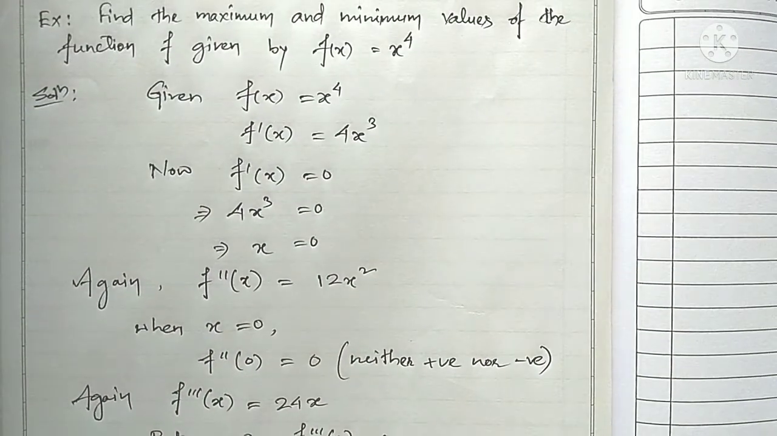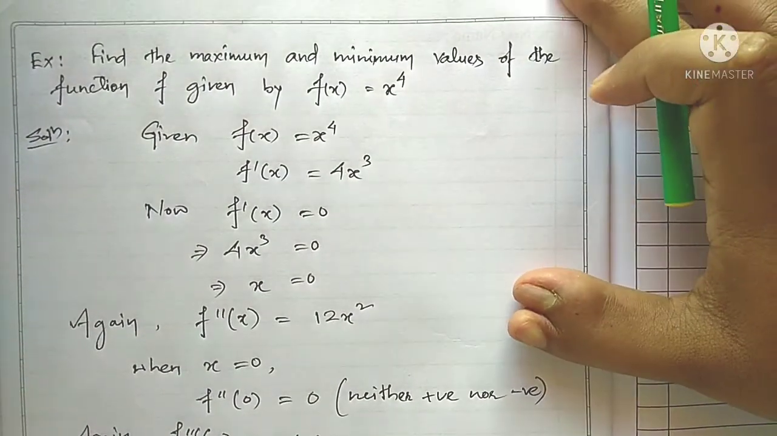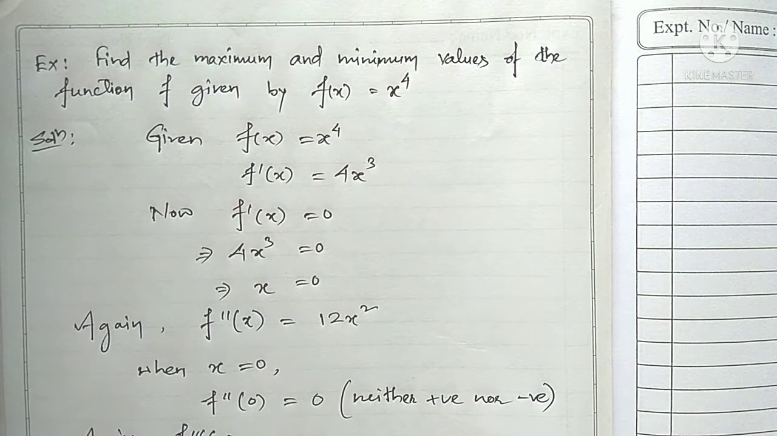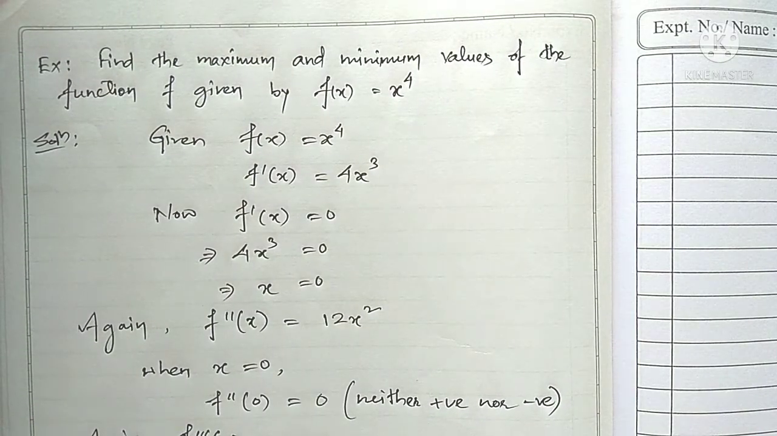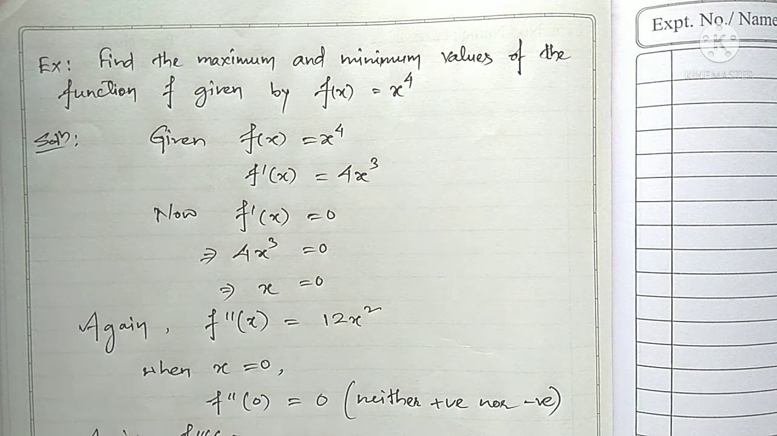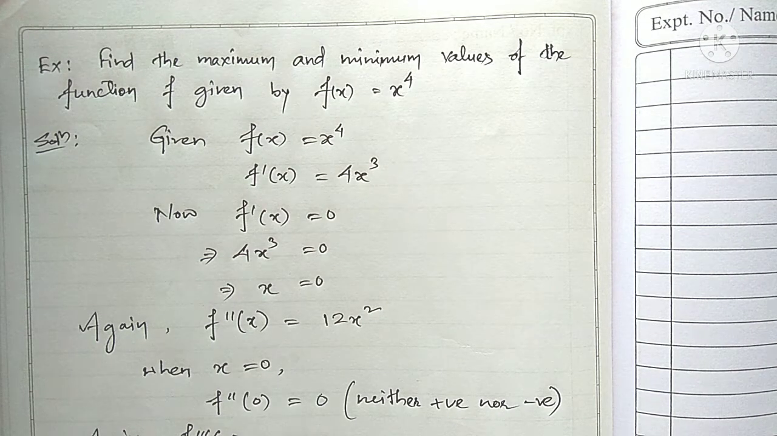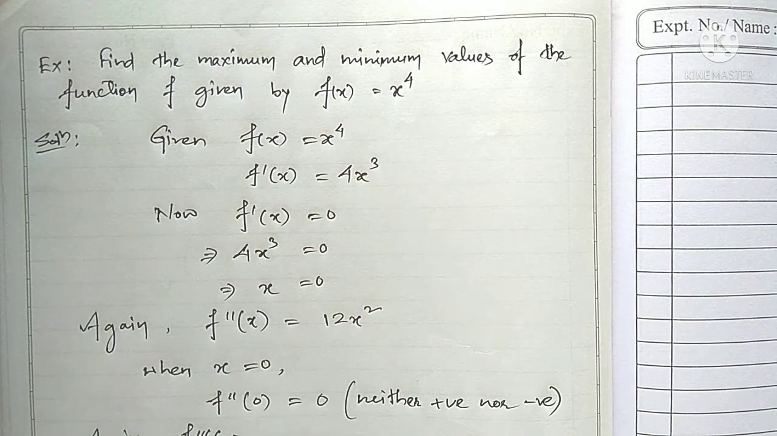If you see, the example is like this. Why have we taken this example? Because if f double dash of the critical point is greater than 0, then minimum; if less than 0, then maximum. But if we get equal to 0, then what happens? So for that reason we have to consider this example.